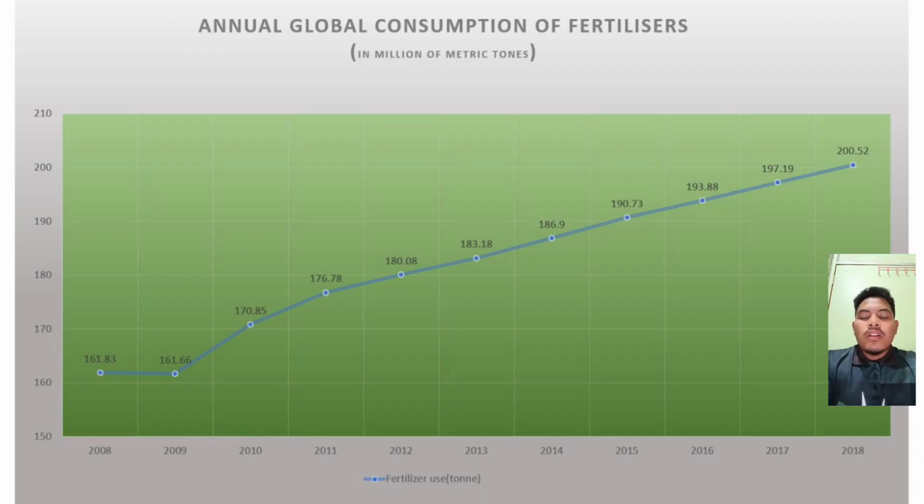Next, for a line graph, annual global consumption of fertilizer. You can see, starting from 2008 to 2009, there is a slight decrease, as we can see at the graph. And starting from 2009 to 2018, within 9 years, fertilizer use increased dramatically.